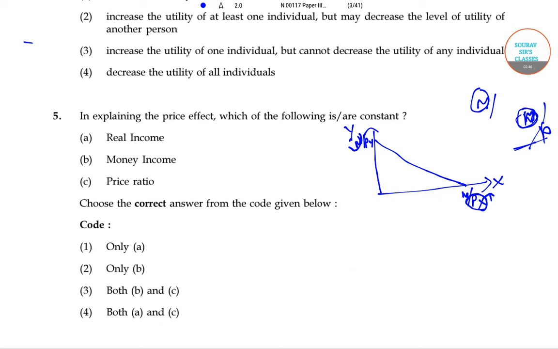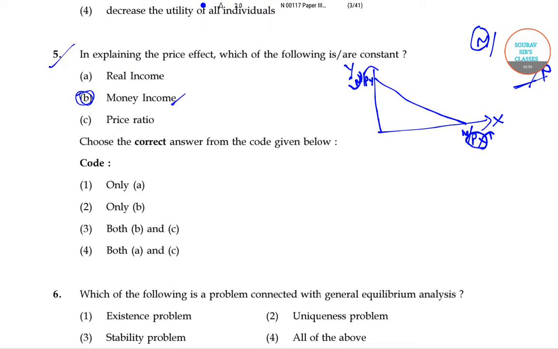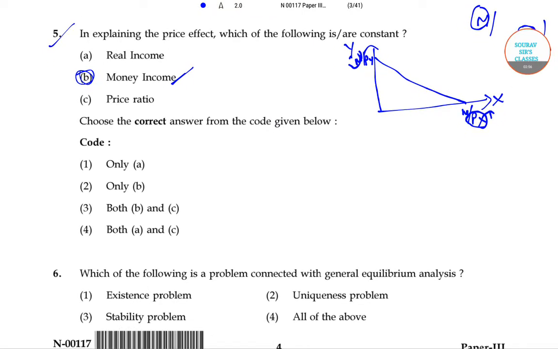So for question number 5 the right answer is option B. That is, in explaining price effect, which of the following are constant? Only money income. So for question number 5 the right answer is option 2.